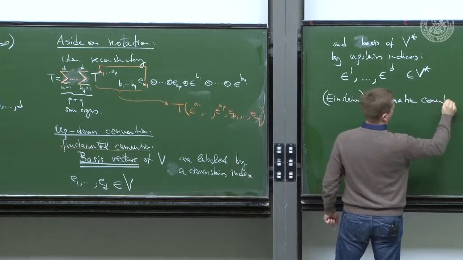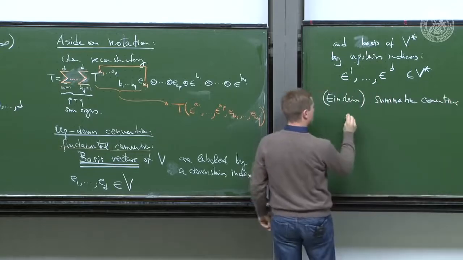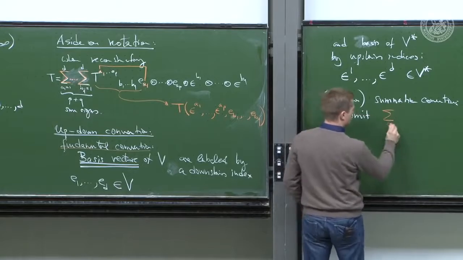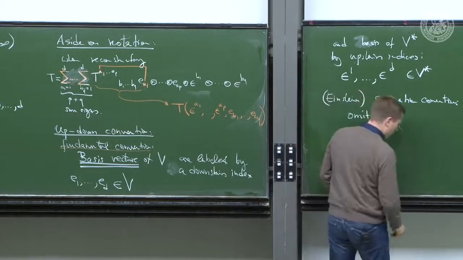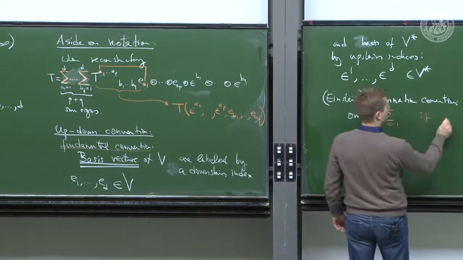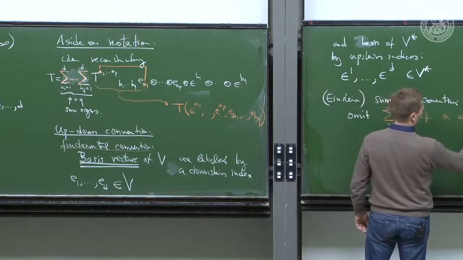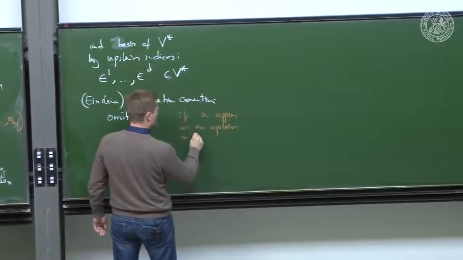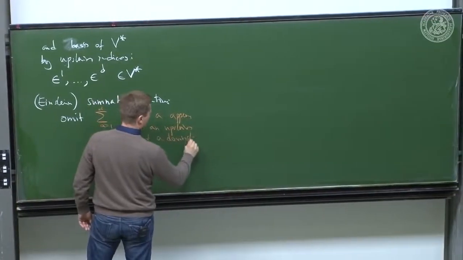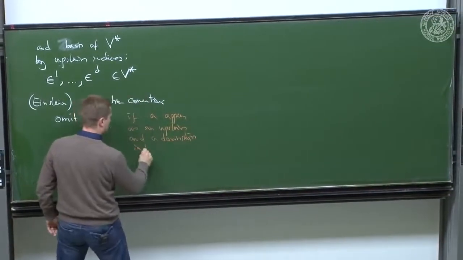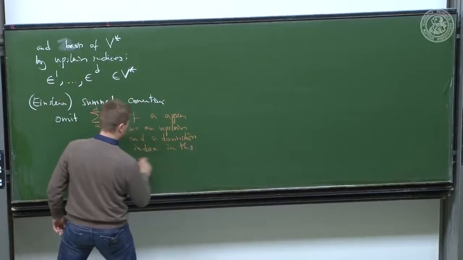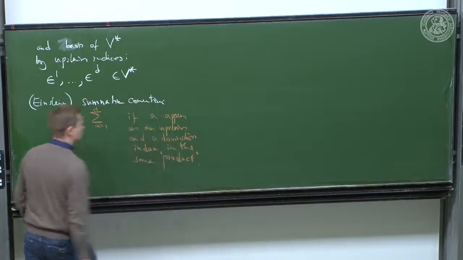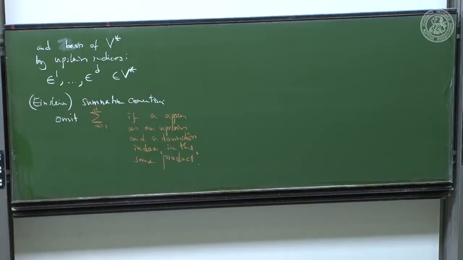Summation convention is: omit the sigma A equals 1 to D if A appears once up and once down. If A appears as an upstairs and a downstairs index in the same product. Well, product in a generalized sense, of course, not if it's in a sum, if it's in a product.